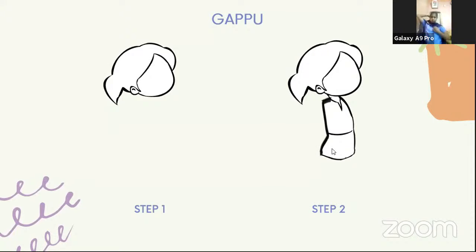I can see some people have not muted. Why is that? Who is not muting? Galaxy A9 Pro, who is this? Please mute yourself. Laina. Everybody should be muted. First you have to draw the face, then you have to draw the hair, then you have to draw the pony.